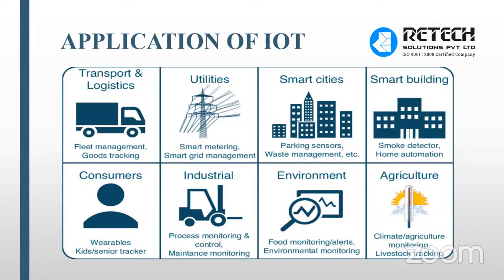Then smart cities, with parking sensors and waste management. What is a parking sensor? In a smart city, suppose there is a mall, and that mall definitely has a parking facility. Before we enter the mall, we want to know whether parking is available or not. So we install a controller that reads the parking facility data and uploads it to the cloud. We can monitor the parking facility using a server and know whether parking is available in that mall.